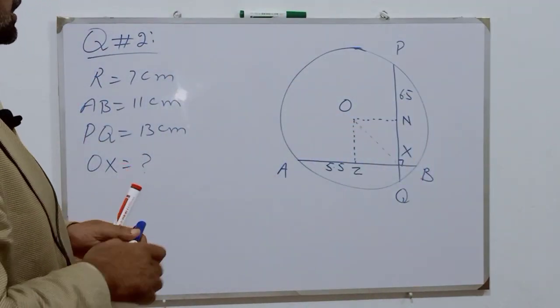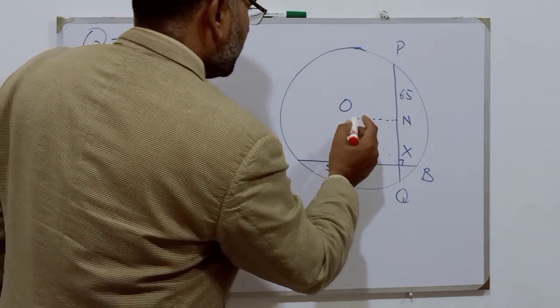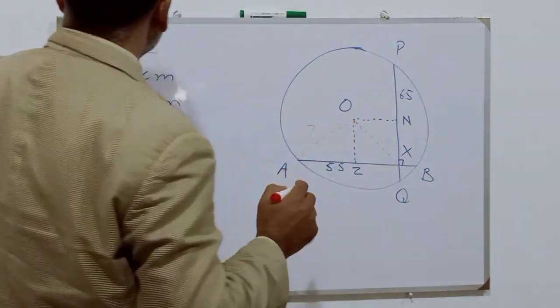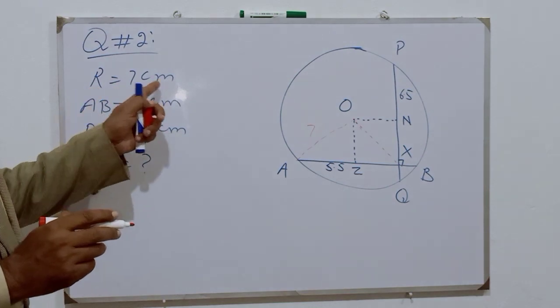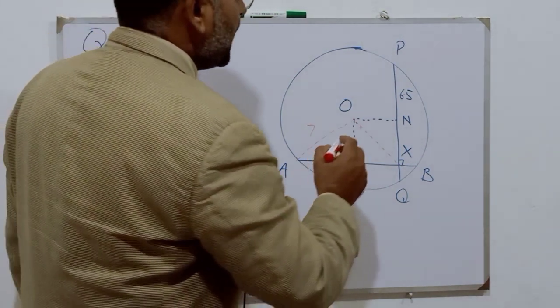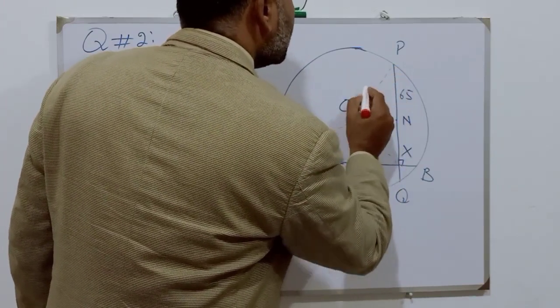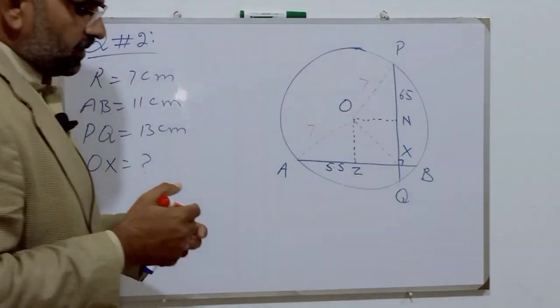In construction, if I join OA, the length of OA will be 7 centimeter, as it is given that the radius of this circle is 7 centimeter. If I join O with P, that is also radius, and its length will also be 7 centimeter.